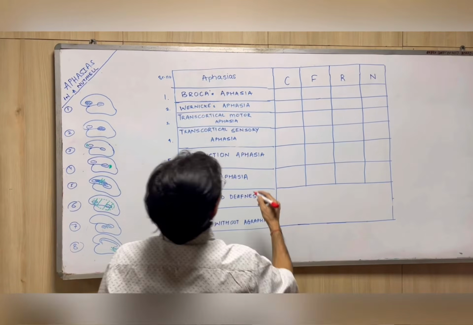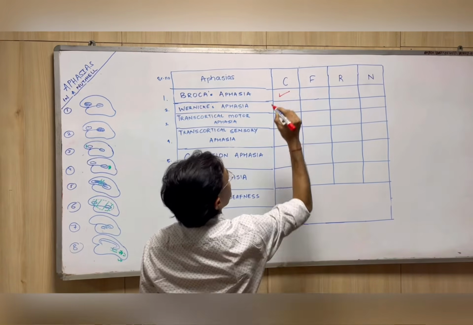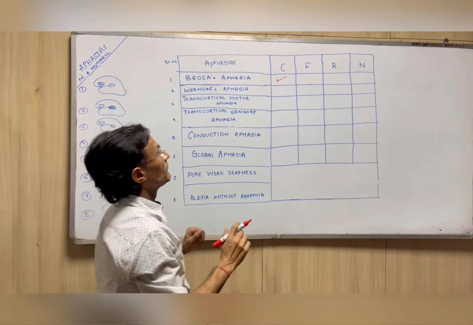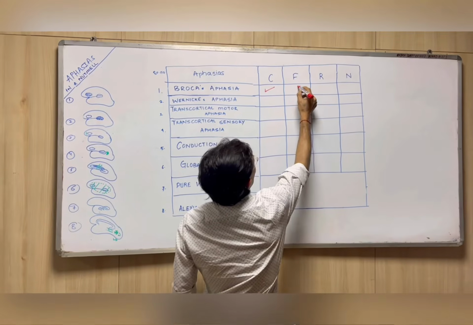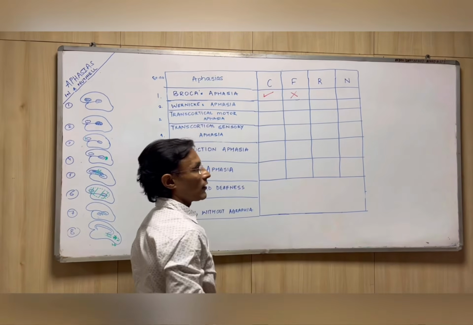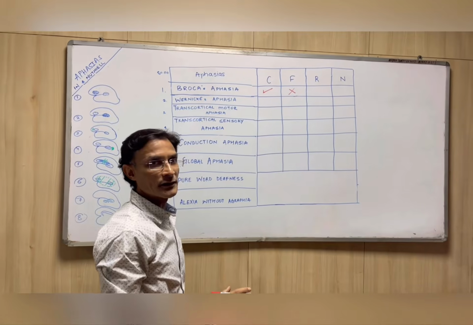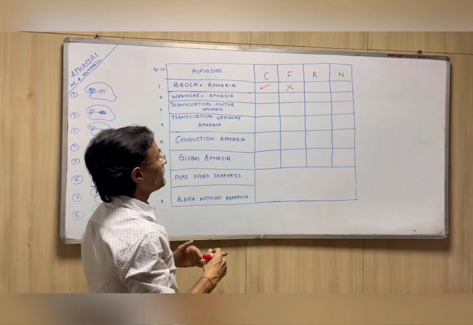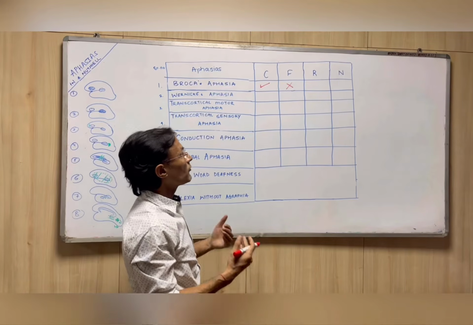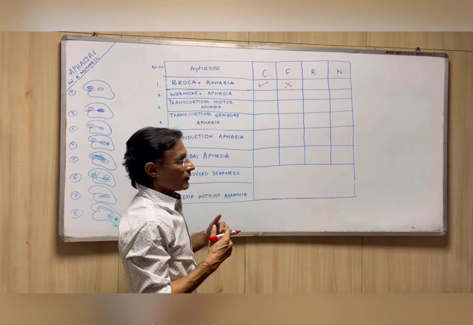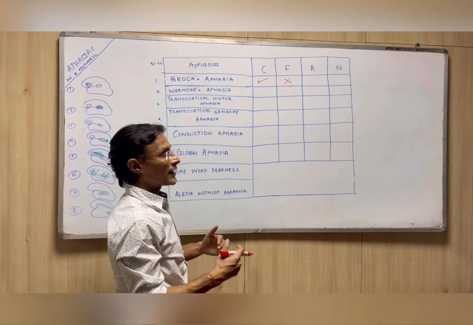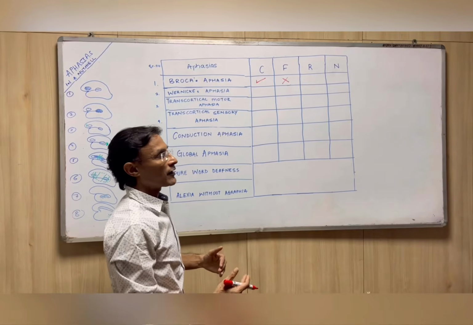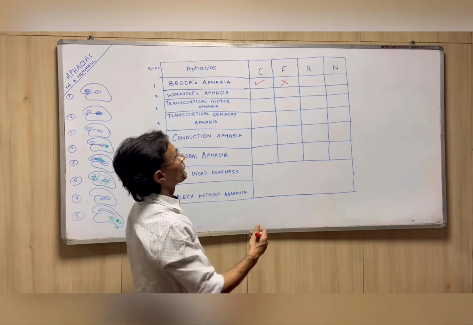Here the comprehension is intact. The patient will understand everything that has been asked, but unfortunately fluency will be lost because the motor speech area is damaged. Characteristically, the word output will be less. There will be lesser word output. There will be grammatical errors, agrammatism, because the output is less.